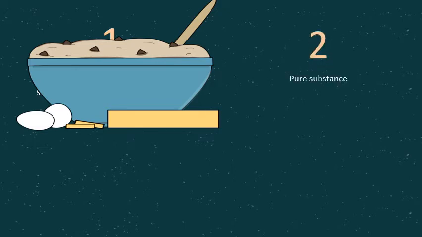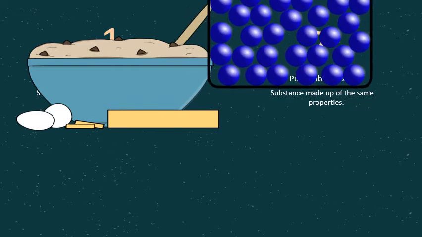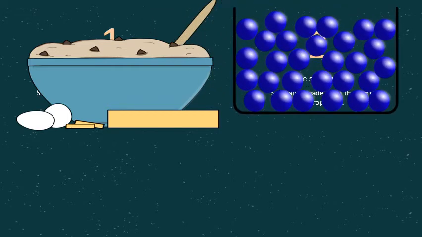Number two is a pure substance. It is a substance made up of the same properties. So it means it is one thing, like the blue balls, or we can change it to only red. So it means that all of the things are the same.